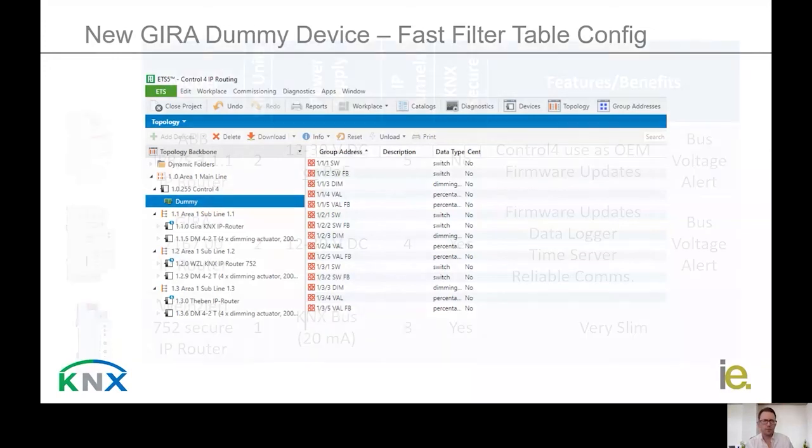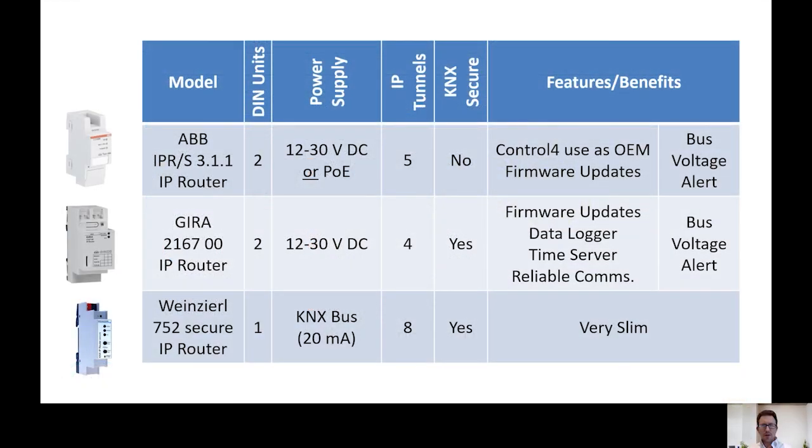Here are three IP routers that are frequently used in projects by our customers. These come from our manufacturers ABB, GIRA, and Vinciril. Each of them has features that may make them particularly suitable for your own projects.